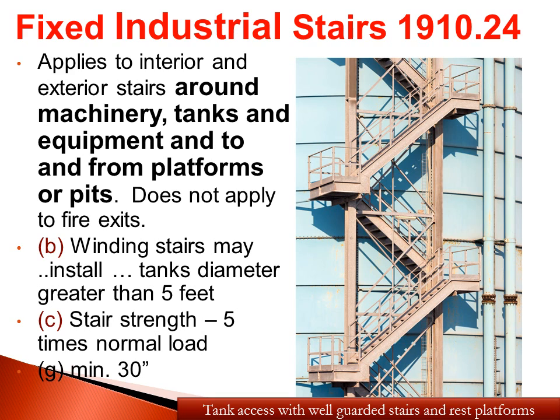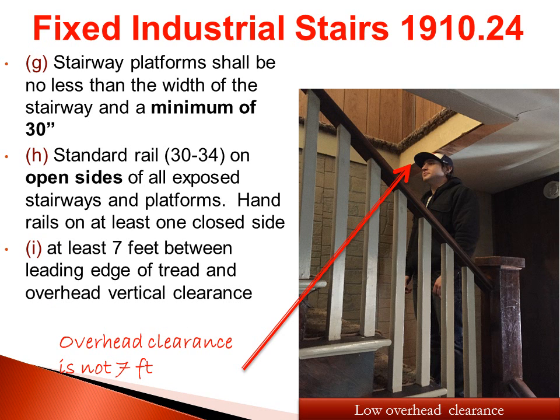platforms, and your rest platforms need to be a minimum of 30 inches. And fixed industrial stairs with your rest platforms a minimum of 30 inches. You have a stair rail on all exposed sides, and ensure that there's at least a minimum of 7 feet of clearance between the leading edge and the first vertical thing that you'll hit your head up against. So here's an example of where a low overhang means that you do not have enough clearance and somebody will hit their head on either the way up or the way down the stairs.